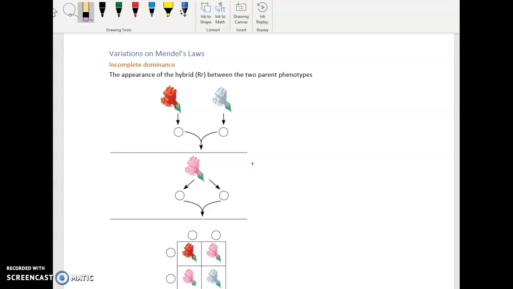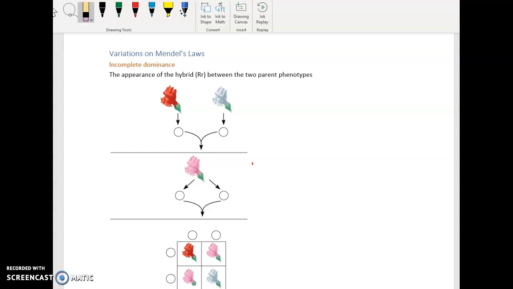So in the last section, we talked about Mendel's Laws. And in this section, we're going to talk about variations on those laws. So sometimes alleles don't show complete dominance over one another, and you can have incomplete dominance, which is the appearance of a hybrid that's somewhere between the two parent phenotypes.